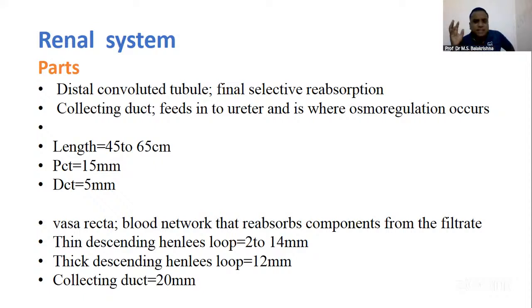The total length of the nephron is 45 to 65 centimeter. Huge. Here one scale is 30 centimeter. Imagine two big scales and even more than that. PCT is 15 mm and DCT is 5 mm. And these are the other measurements that you should know.